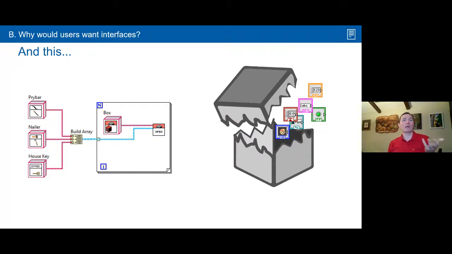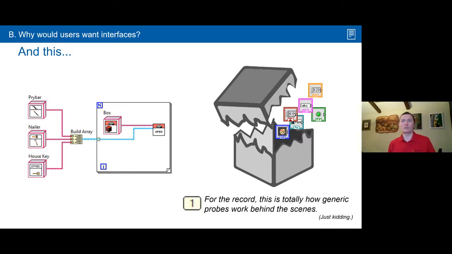And now I can write this code. I can say, okay, choose between the pry bar, the nailer, and the house key. Let's build an array of them and run them in a loop, and we'll keep trying to open the box, and eventually one of them will work, and we'll pop open the class and get all that lovely, lovely private data. Totally how generic probes work behind the scenes, right? Everybody's like, how do you write a generic probe that can see the private data? Well, I use a pry bar.